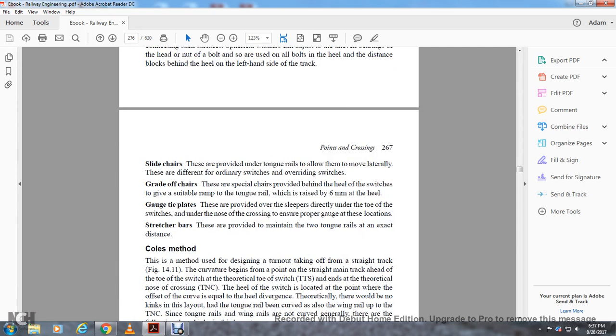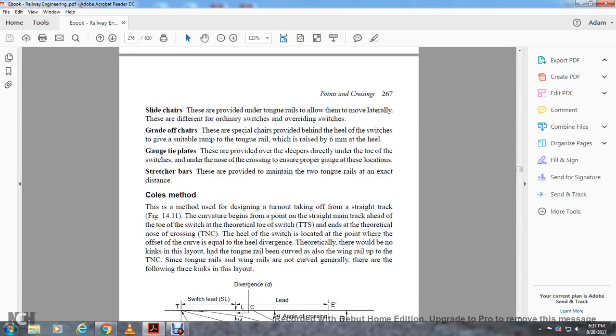Slide chairs. They are provided under the tongue rails to allow them to move laterally. They are different from the ordinary chairs used with riding switches. Grade-off chairs. Special chairs are provided behind the heel of the switches to give a suitable ramp to the tongue rail, which is raised by 6 millimeters at the heel. Gauge tie plates. They are provided on the sleeper directly under the toe of the switches and under the nose of the crossing to ensure proper gauge at these locations. Stretcher bars. They are provided to maintain the two tongue rails at equal distance.